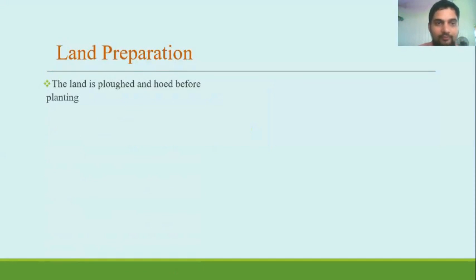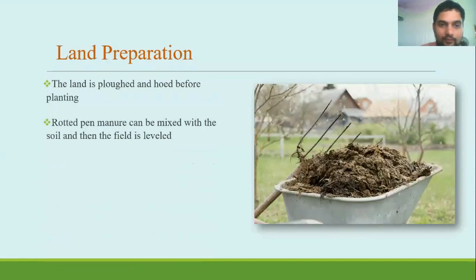In terms of land preparation, the land is plowed and hoed before planting. Well, this can be done manually, because most farmers who will plant Pak Choi will plant it on a small scale. Plowing can also be done using machines like a tractor and so forth. Rotted pen manure can be mixed with the soil, and then the field is leveled. So you can apply the pen manure. You can just put it on the surface of the bed, and then use a fork to mix it up, and then you level the land.